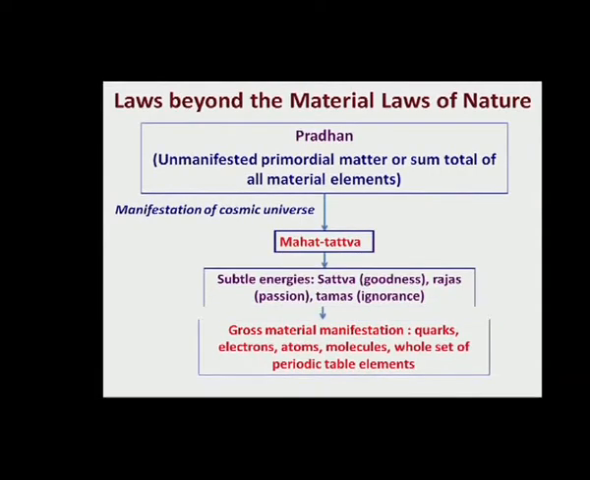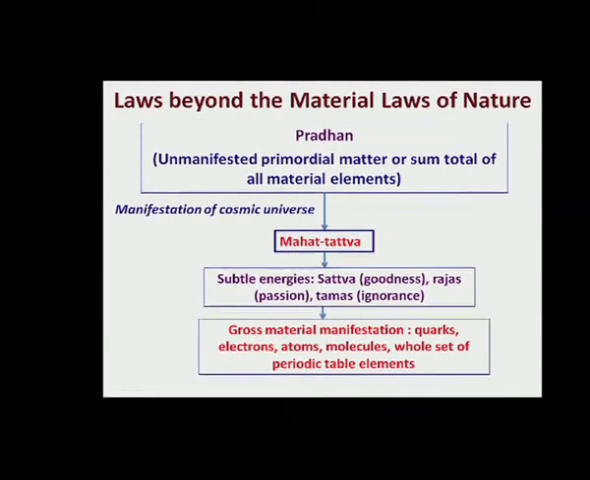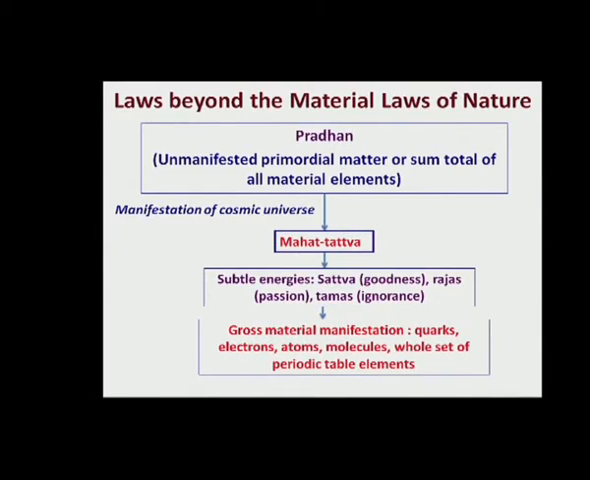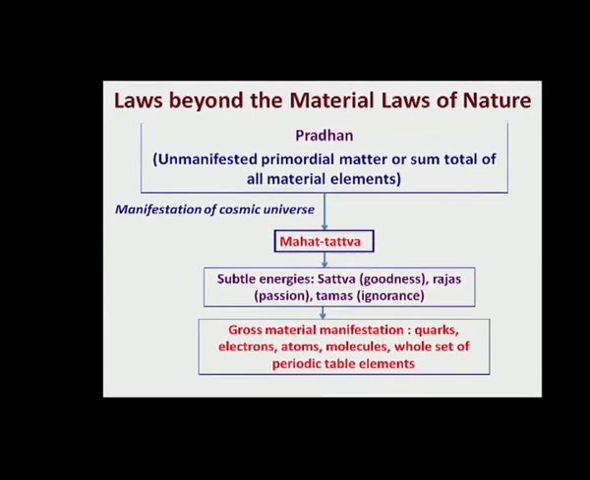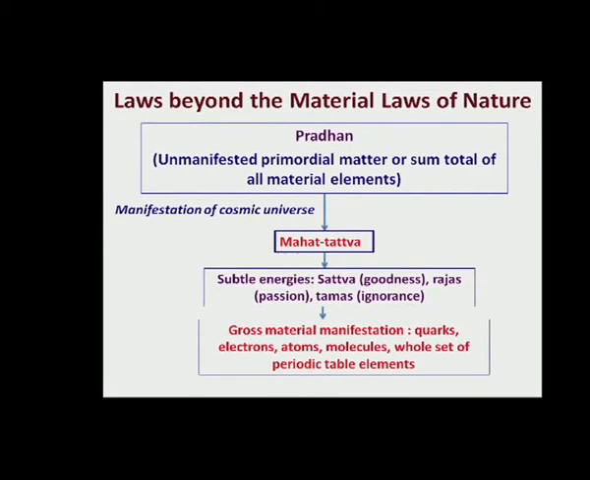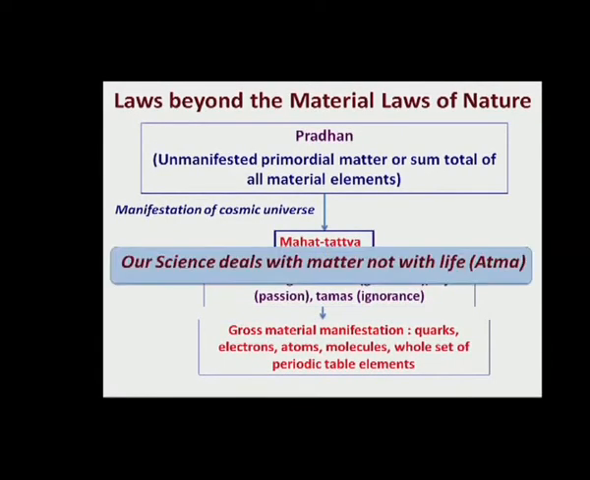According to Vedanta, the unmanifested primordial matter, or the sum total of material elements, was in the form of pradhan, and it was expressed in the form of Mahatattva in the manifested cosmic universe. From Mahatattva, the subtle energies like Sattva, Rajas, and Tamas, which are goodness, passion, and ignorance, came into the picture, and from there all the gross material manifestations happen.